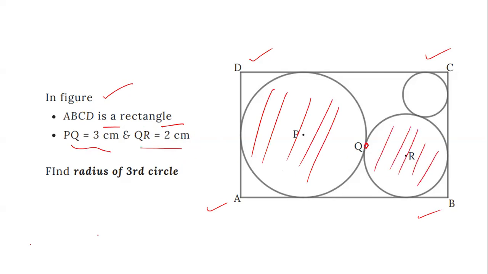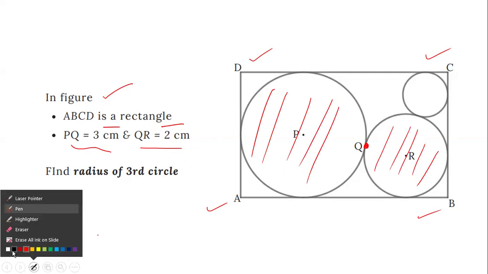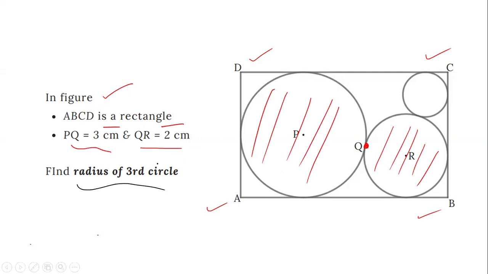Q point is lying here, and we have to find the radius of this third circle, which is this circle. So let's see how we can do this.